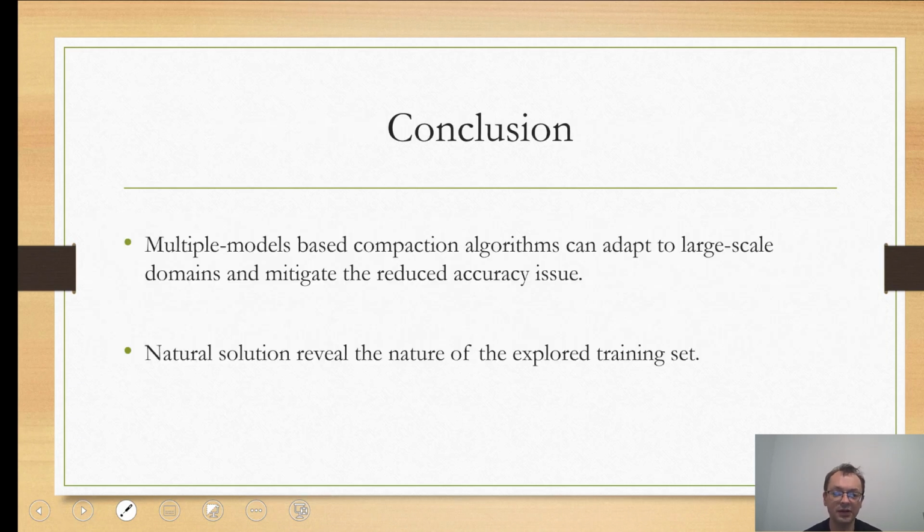And so to conclude, with these multiple model compaction algorithms, where you take the consensus over a number of populations, really help compaction algorithms scale to large scale problems and really improve the accuracy of our systems. And the natural solution reveals the nature of the explored training set.